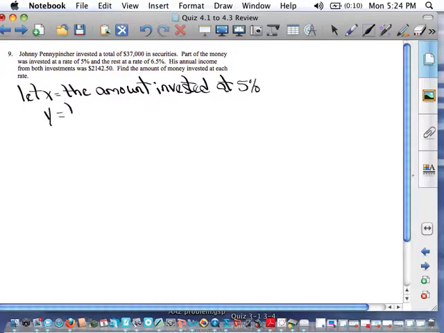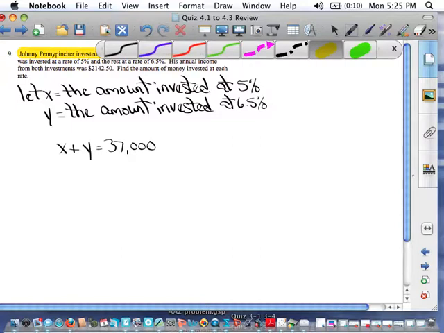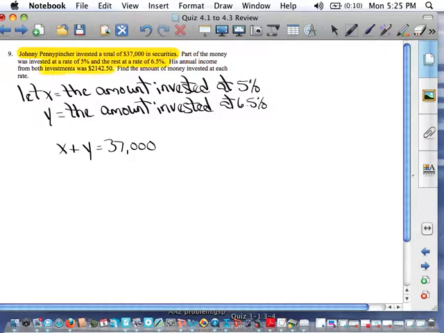And Y equal the amount invested at 6.5%. So the amount invested at 5% plus the amount invested at 6.5% is equal to the total amount of the investment, which is $37,000. And that comes from this statement.